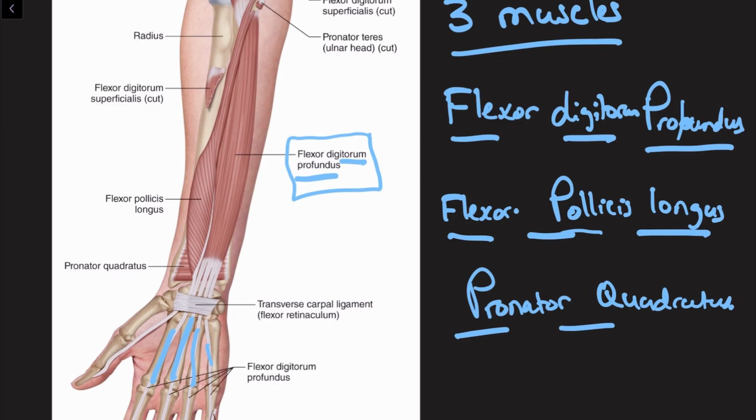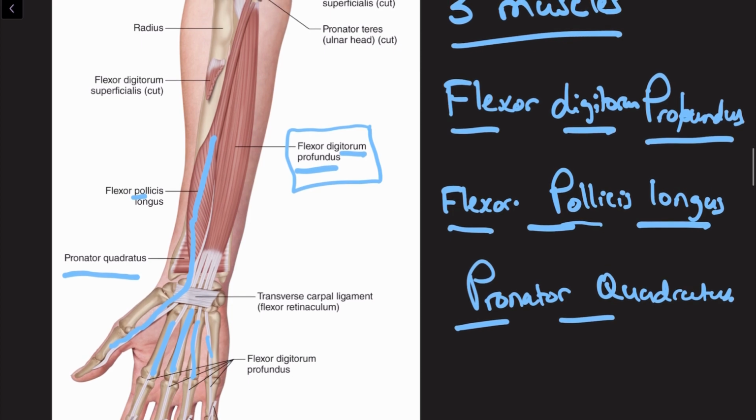Next we have flexor pollicis longus, which is here. And as you can see, this one goes towards the thumb, because pollicis means thumb. And last we see pronator quadratus. So it's a pronator, and because it's shaped like a quadrilateral, we call it quadratus.